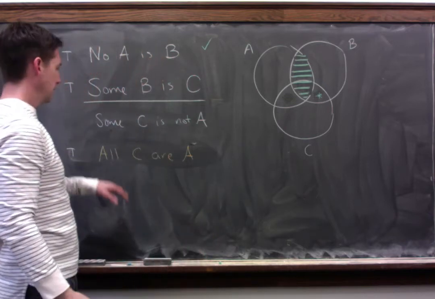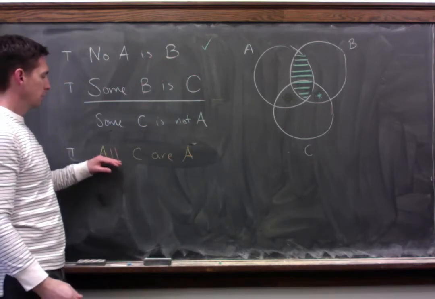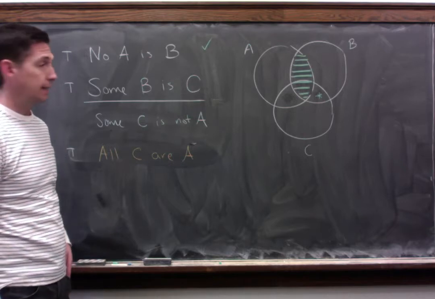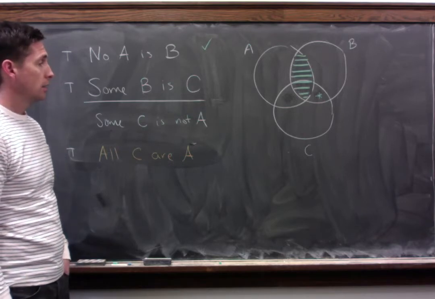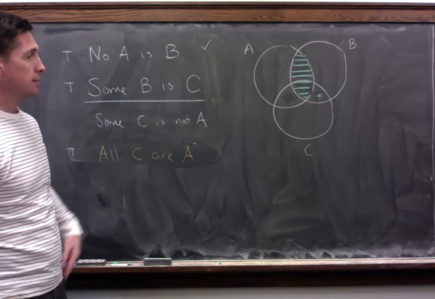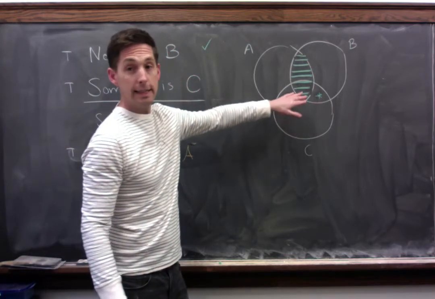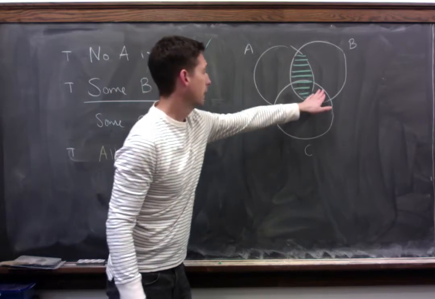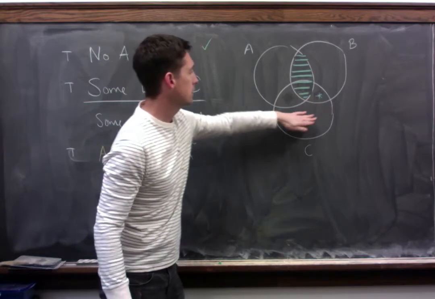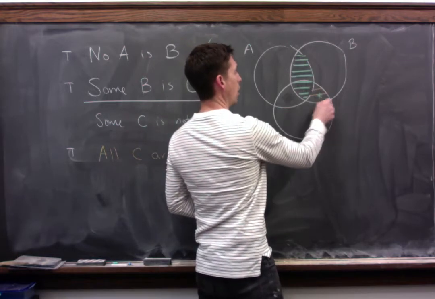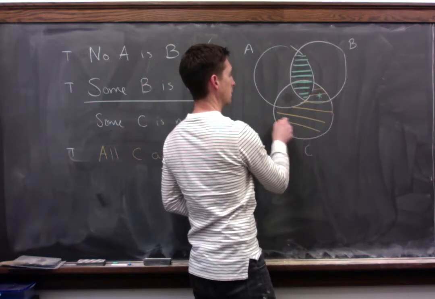And now we ask ourselves, can we diagram the truth of the negated conclusion? That is, can we diagram all C are A? Well, if all C are A, then there's nothing outside of A. Sorry, there's nothing inside of C that's outside of A. That is, there can't be anything in this whole moon-shaped region for C here. That is, we'd have to shade out all of this region here.